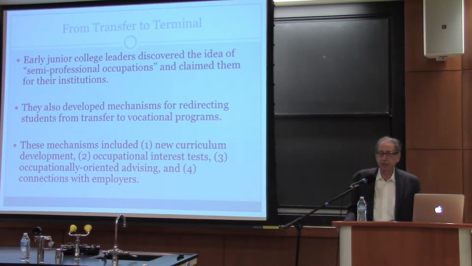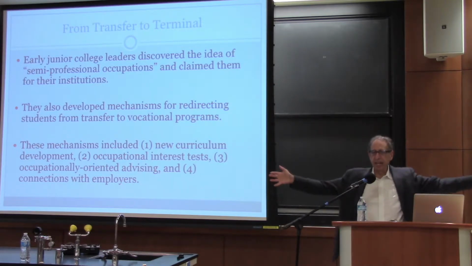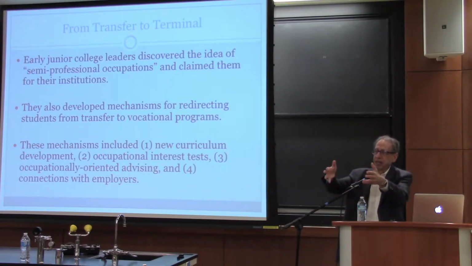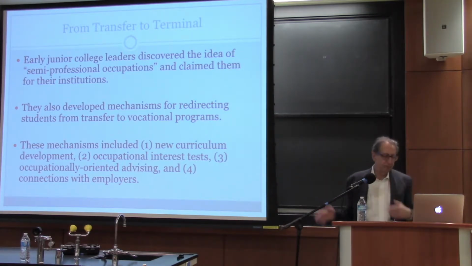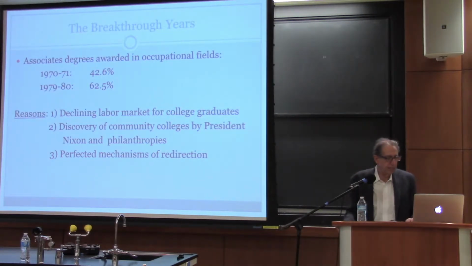Again, California was really the innovator here. The first meetings of what we used to call the American Junior College Association were all in California, because California was the model for the rest of the states, and it was a model specifically in not only having a lot of students go to junior colleges, but in directing them into occupationally relevant curricula. So there they are again.